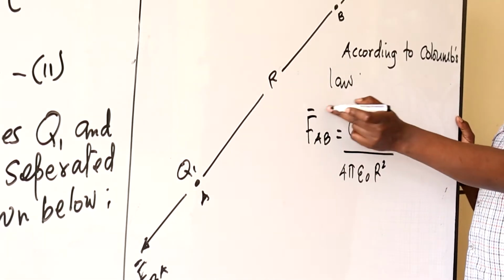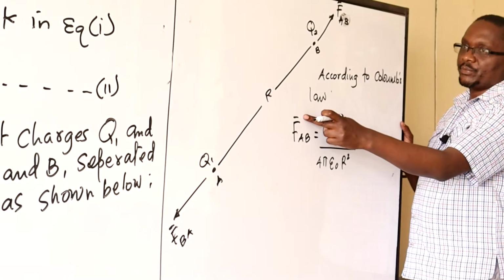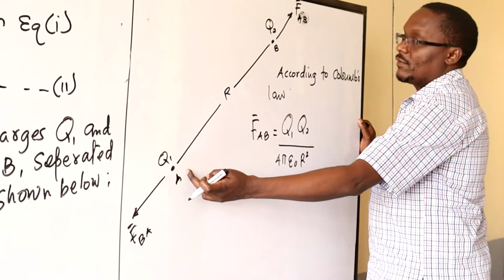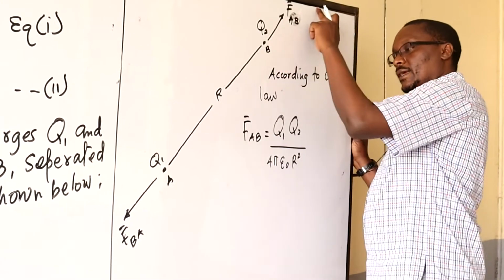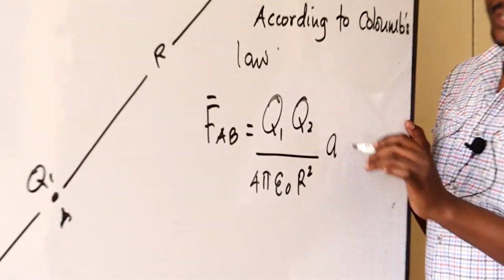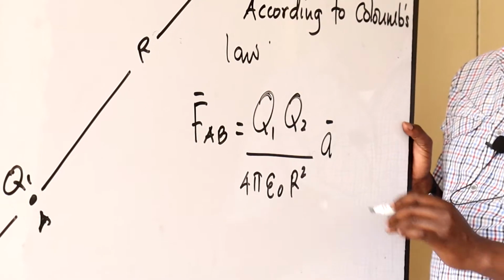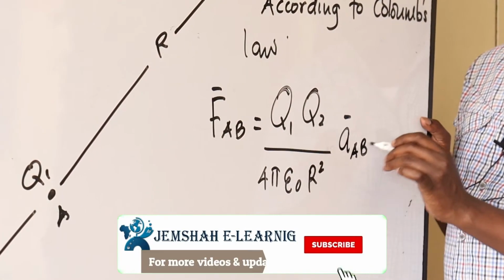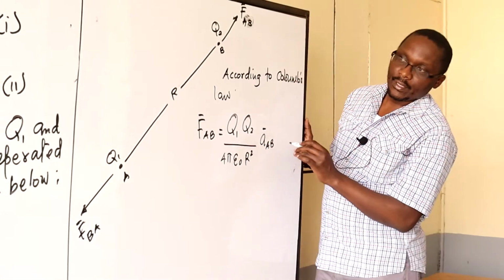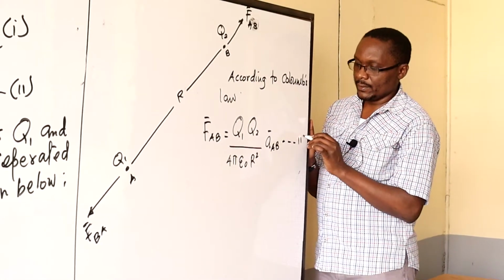Now we have to include, you can see here I have a bar on top, meaning that it is a vector because it's moving in that direction from that to that. So this is the direction. So it is a vector quantity. So we'll have to represent that as a bar, with a unit vector in the direction of AB. So similarly, maybe call this equation number 3.